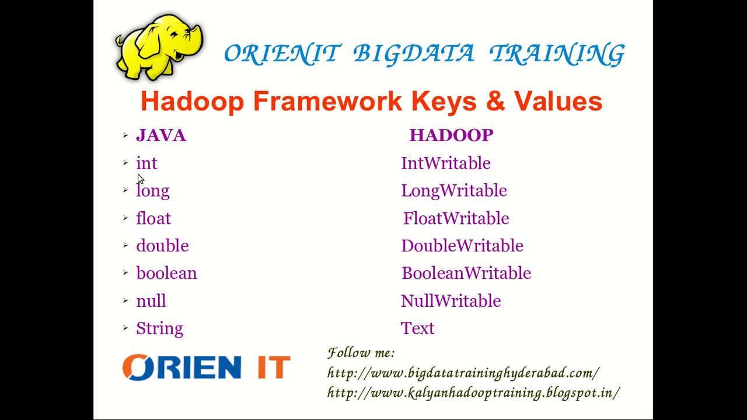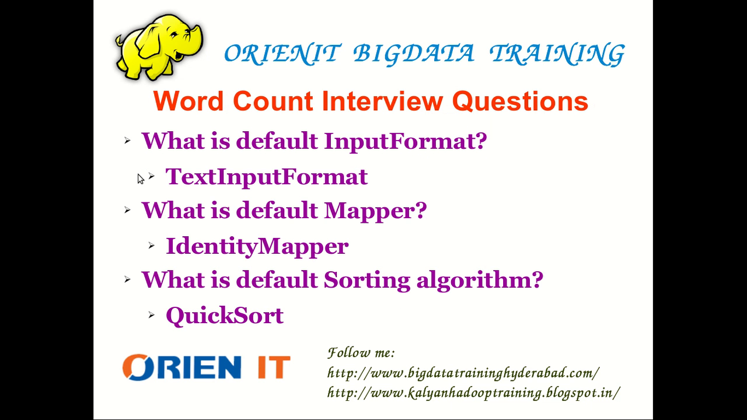Once you are clear on that, the common questions in the interview are the default questions. What is the default input format in Hadoop? The answer is text input format, you have to remember this. What is the default mapper? The answer is identity mapper. What is the default sorting algorithm in Hadoop? The answer is quick sort. Just repeating again: the default input format is text input format, the default mapper is identity mapper, and the default sorting algorithm is quick sort.